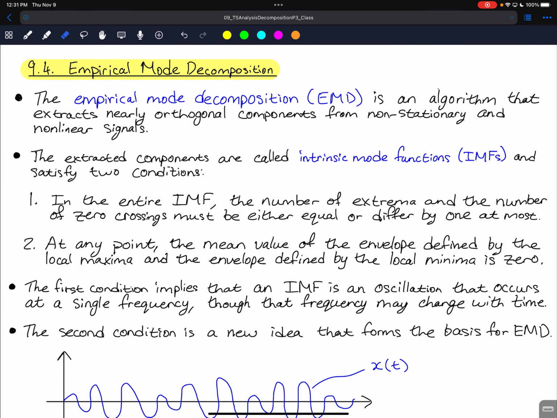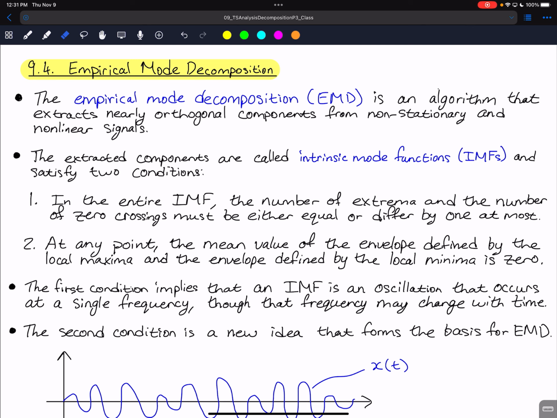Okay, so like I said, we're starting 9.4 here. This is the next section, the last two sections in chapter 9, and it's on the empirical mode decomposition. So the empirical mode decomposition is just an algorithm that extracts what are nearly orthogonal components from a non-stationary, nonlinear signal.